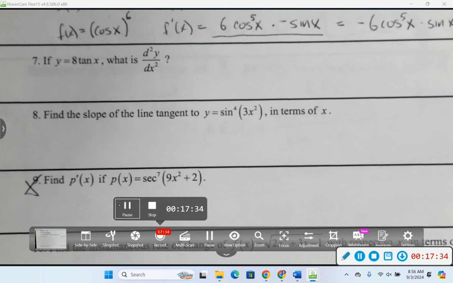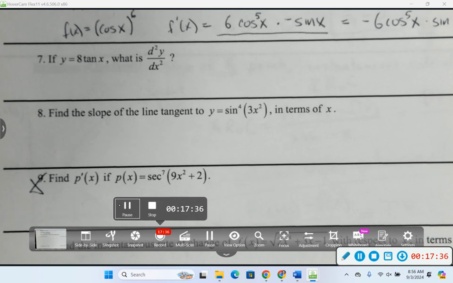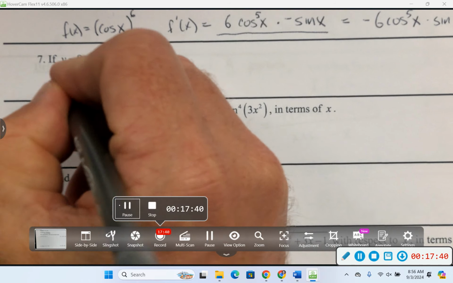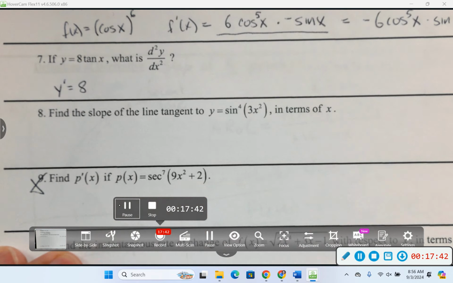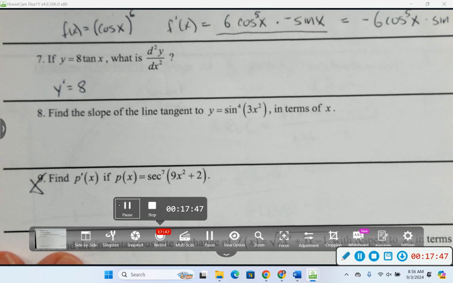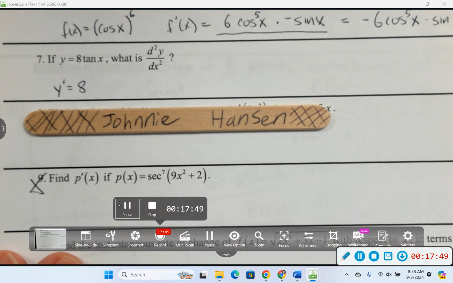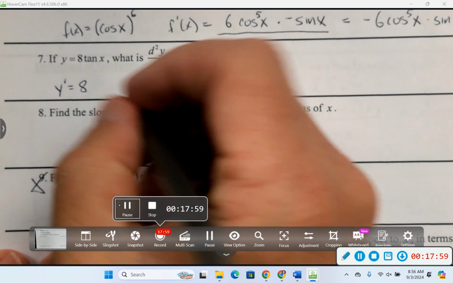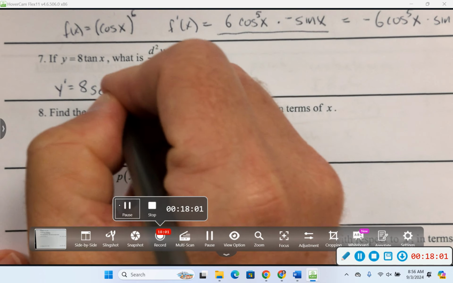What's number 7 asking for? Second derivative. Well, there's no magic way to get to the second derivative. You just have to take the first derivative and then take another derivative. So the derivative of tangent, Johnny, do you remember the derivative of tangent? Secant squared. So secant squared of x.